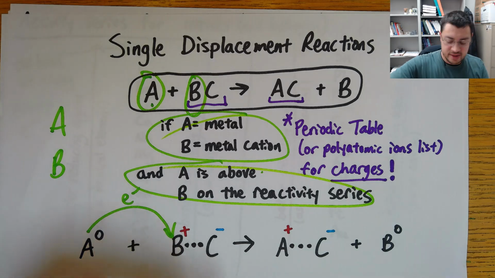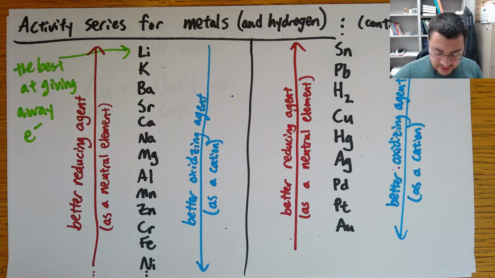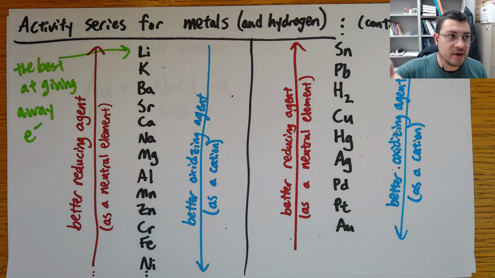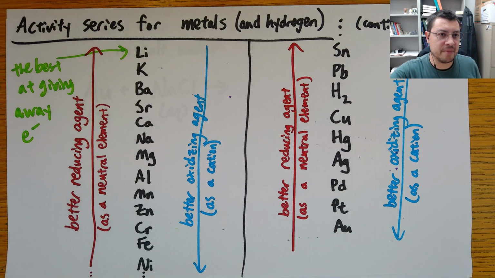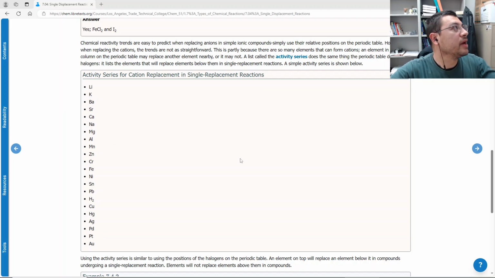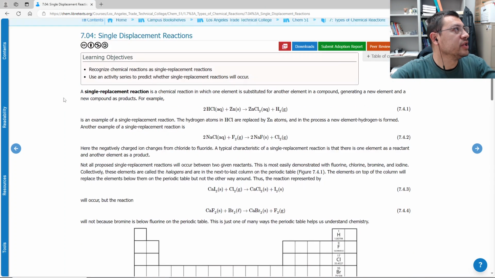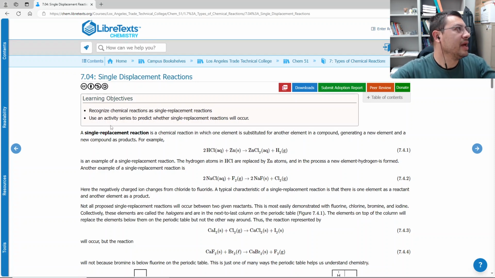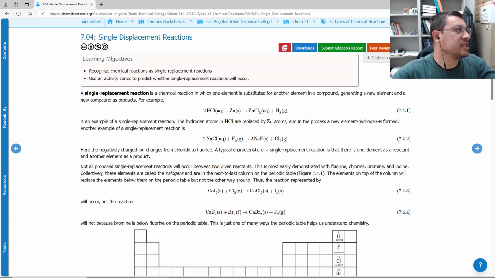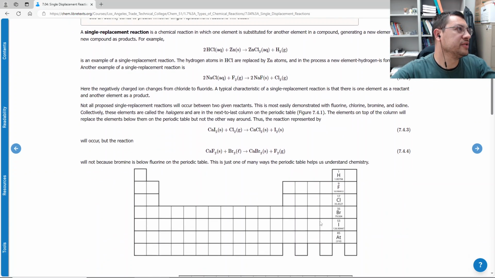So this is the way I wrote out the reactivity series. There are other places you can find this. I pulled this from Chem LibreText. Let me show you that link. Okay, here's Chem LibreText. I'll put the URL in the description. They talk about some halide replacement as well. Again, that's not the focus of this video.